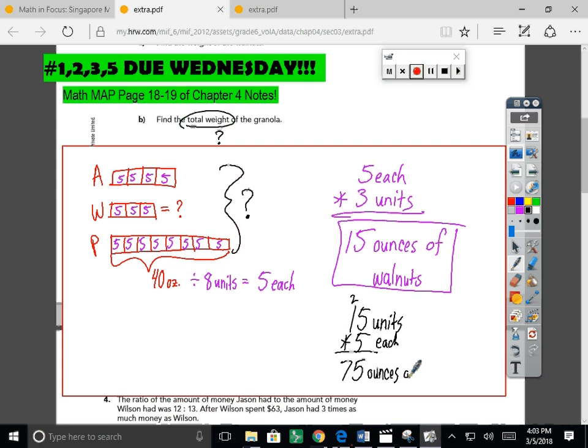But what is this ounces of? Oh, the latest question in part B talks about granola. It's all of it together. We just found the unknown total, or the whole.